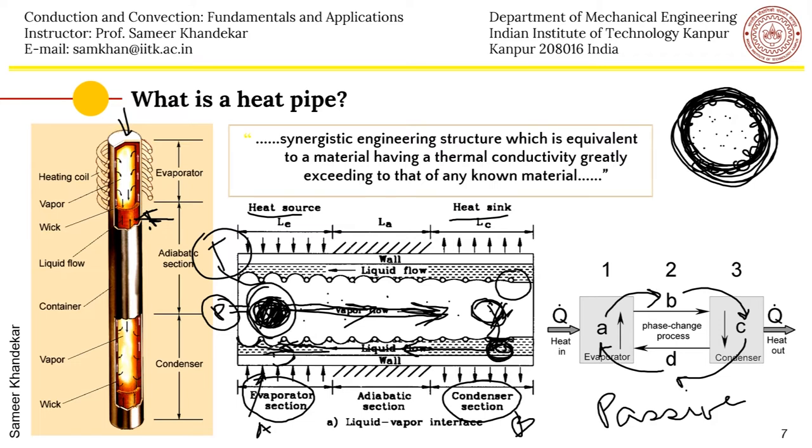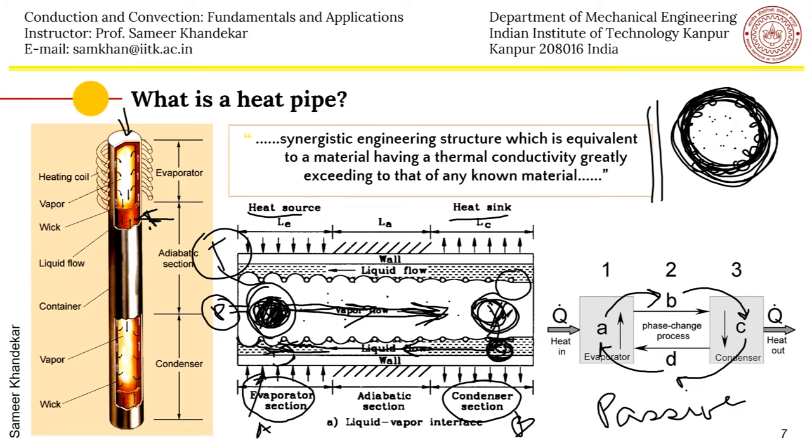And you can see at a very low thermal resistance a large quantity of heat gets transported from the evaporator section to the condenser section, and that is why it is defined like a synergistic engineering structure, which is equivalent to a material having a thermal conductivity greatly exceeding that of any known material. So this is the way a heat pipe works. I hope you have understood it. Now we will see more and more examples in the coming slides.